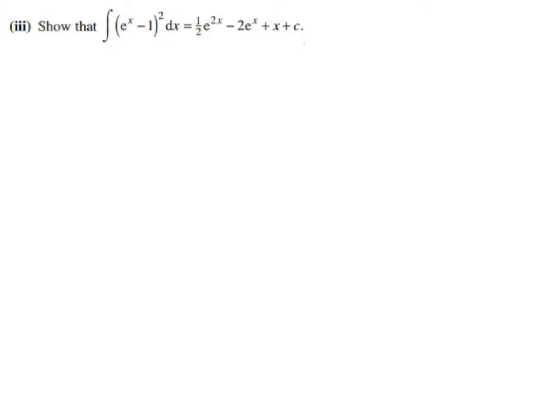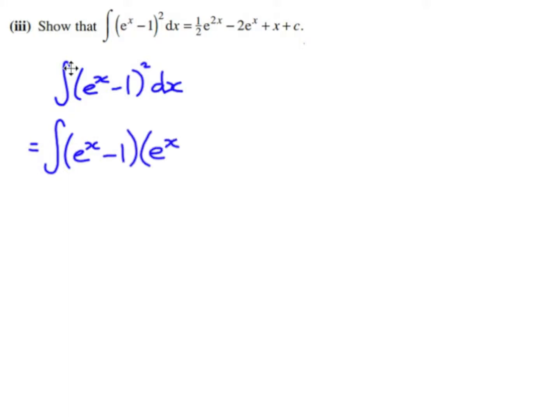In this question we are asked to integrate (e^x − 1)². Now in Core 3 we don't have a method for integrating that, so we're going to need to make it a bit easier, and to do that we're going to expand the bracket. So first things first, we're going to multiply out (e^x − 1)². We write that as (e^x − 1) times (e^x − 1).